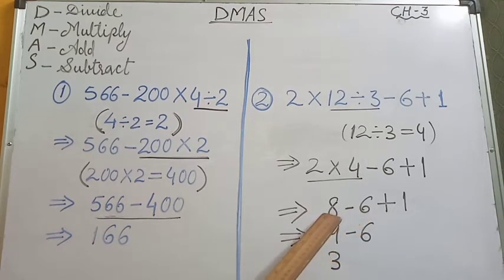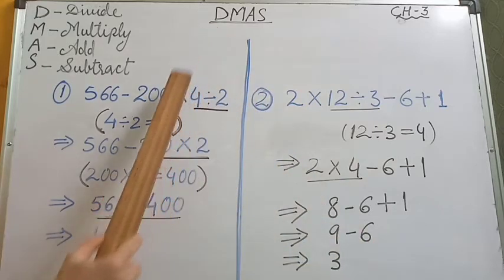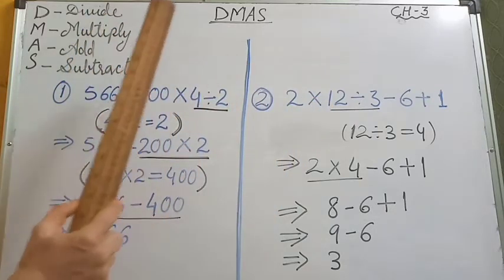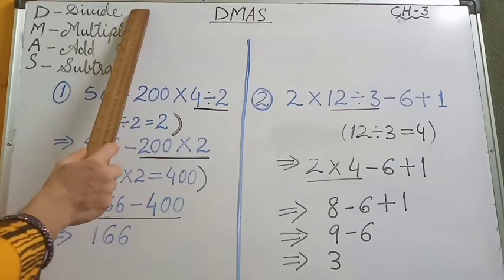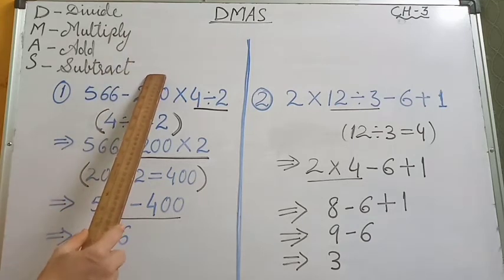So to add we have to add positive terms. So here 8 is positive and 1 is positive. So 8 plus 1 is 9, minus 6. Now we have only one operation to solve, 9 minus 6, that is 3. So this way we can do simplification by following DMAS rule. We only have to remember the order of the operations: first we have to divide, then we have to multiply, then we have to add and at last we have to subtract.